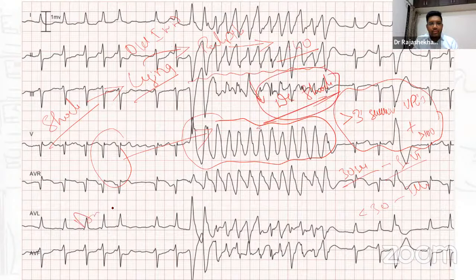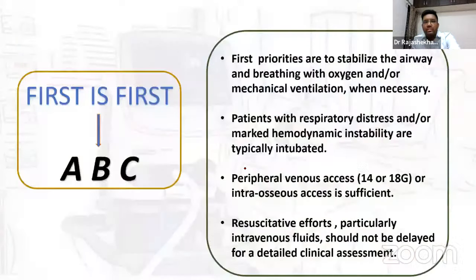Even if you give amiodarone, lignocaine, nothing will work when the patient is in cardiogenic shock in the background of ventricular tachycardia. So this patient has to be taken up for the DC shock, which can bring out a dramatic response. So how are you going to manage your patients of shock?